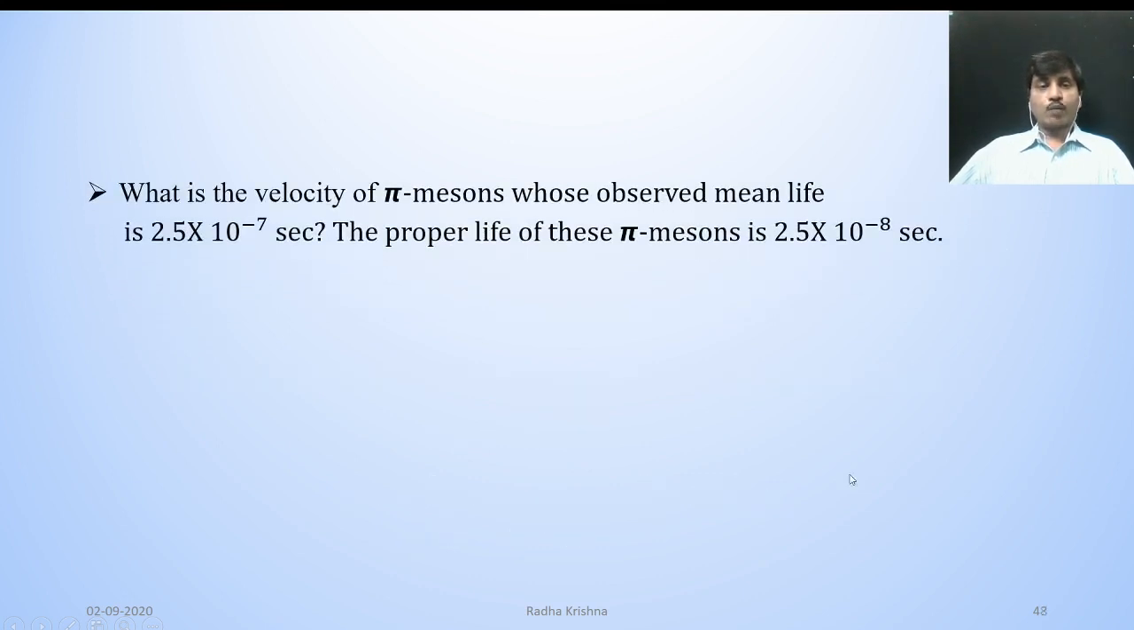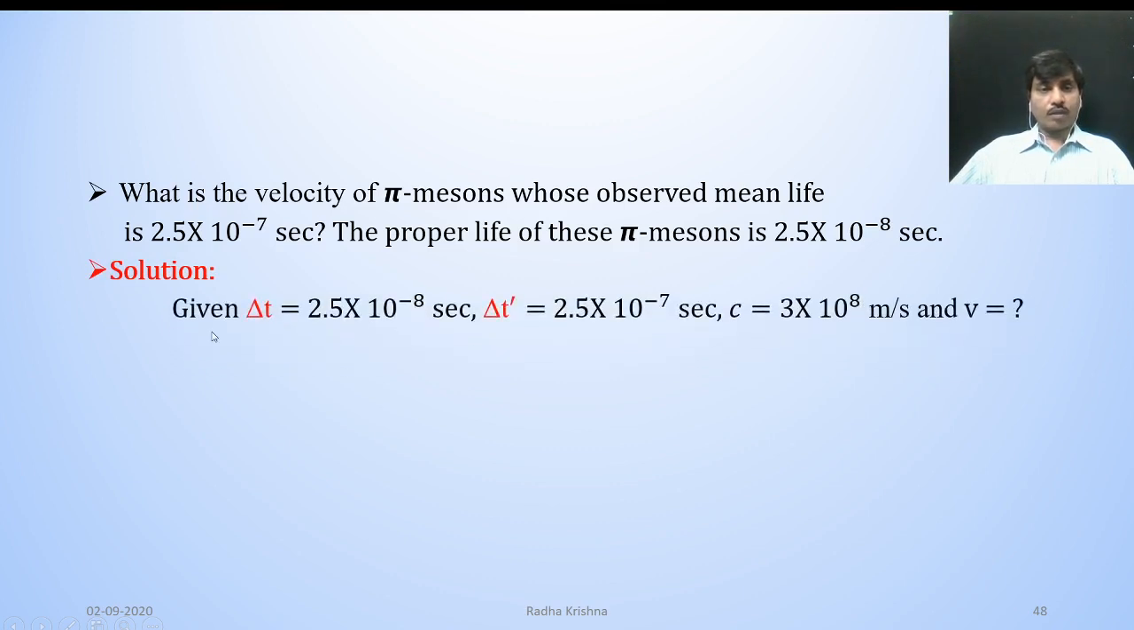The next problem is: what is the velocity of pi mesons whose observed mean life is 2.5 into 10 to the power minus 7 seconds? The proper lifetime of these pi mesons is 2.5 into 10 to the power minus 8 seconds. Solution: given delta t is equal to 2.5 into 10 to the power minus 8 seconds, delta t dash is equal to 2.5 into 10 to the power minus 7 seconds, and c is equal to 3 into 10 to the power 8 meters per second. What is the value of v?